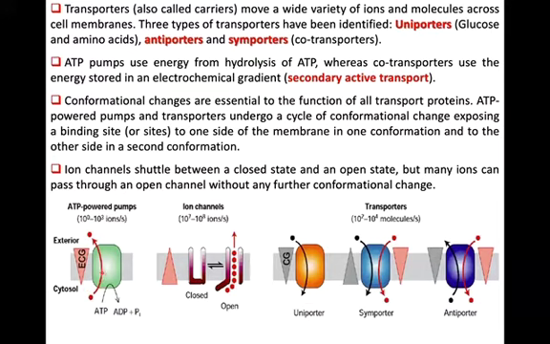So it's against its concentration, and you can see from the arrow that the higher concentration is outside of this molecule and the low concentration is inside. So in this case, the ATP powered pumps can transport up to 1,000 ions per second against the electrochemical gradient.